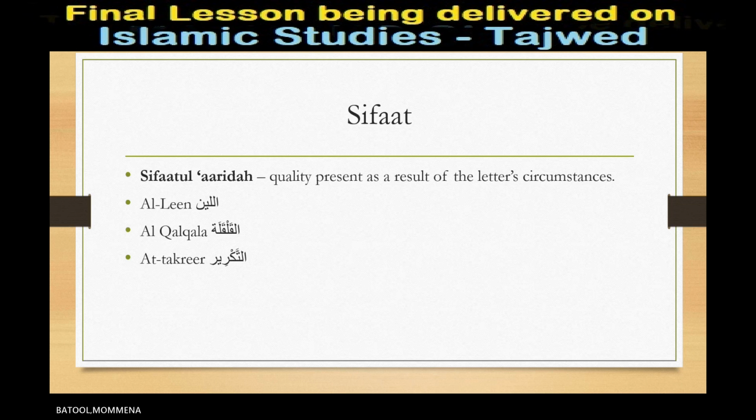And the last one is sifat arida. That means that at times these sifat are related with the letters and at times they are not. So al-leen, making a sound softer. Qalqala, you all know, bouncing back. We will learn it later on, but just for now, aq, ad, aj, aq. So all these letters, when I pronounce them, the voice comes back. So that's qalqala. And takreer, ra. Takreer means repetition, and it comes only with ra. So it's ra, ar, ir, ur. So that's how it is.